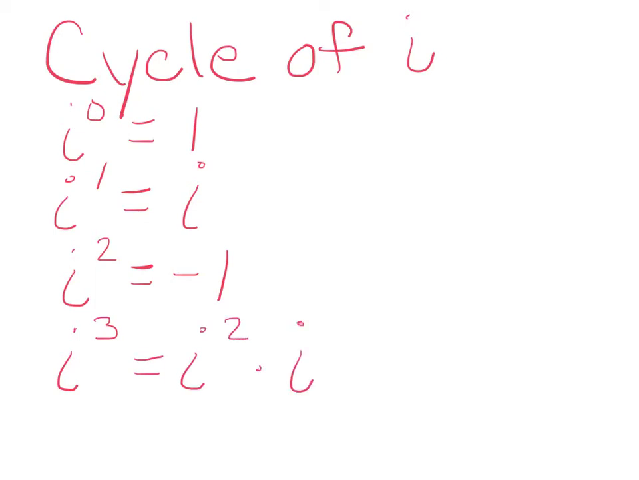Now let's talk about the cycle of i. i to the 0 power is the same as anything to the 0 power, it's just going to be 1. i to the first power is still going to be i. We know that i squared is negative 1. So now we can build all our other ones based off of that. So i cubed is the same thing as me saying it's i squared times i. So the i squared is negative 1 and i is just i. So i cubed is negative i.